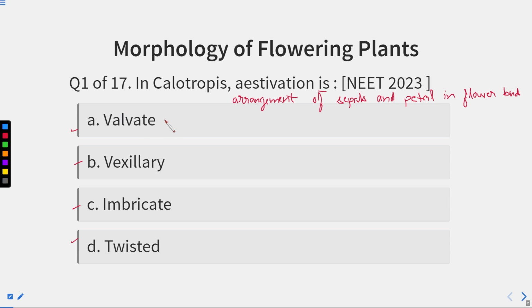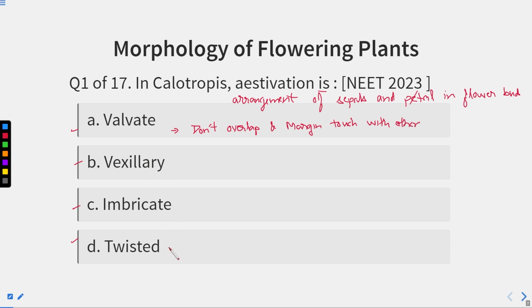Okay, now there are four types of estivation: valvate, vexillary, imbricate, and twisted. So let's talk about valvate estivation. In valvate estivation, what happens? The sepals or the petals do not overlap. Okay, they don't overlap. Only the margins touch each other.